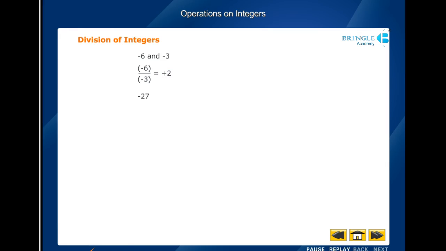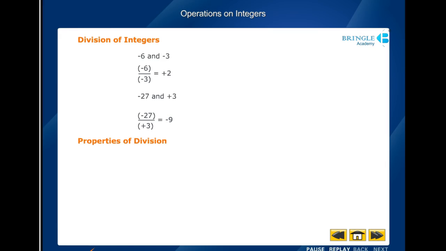Consider integers -27 and +3. Divide -27 by +3. The quotient is -9. This tells us when the divisor and the dividend have different signs, the quotient is negative.